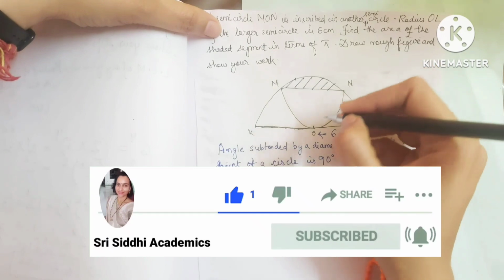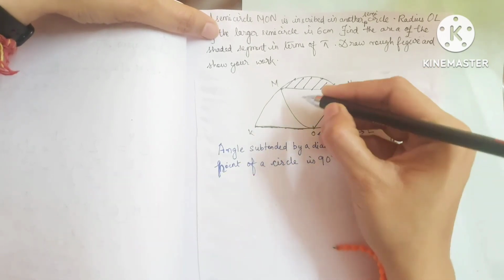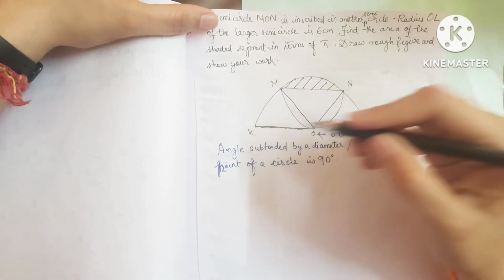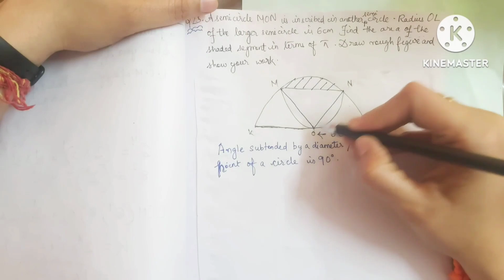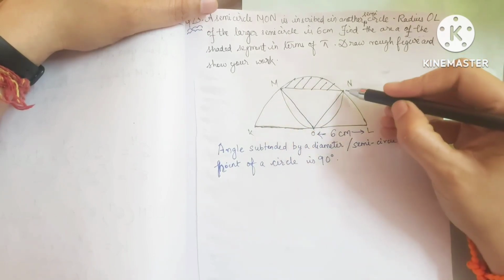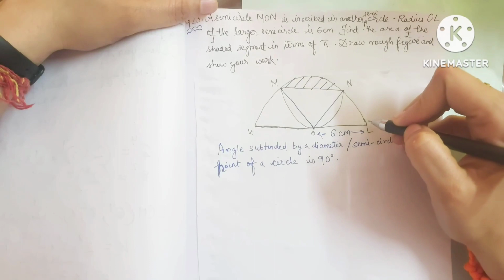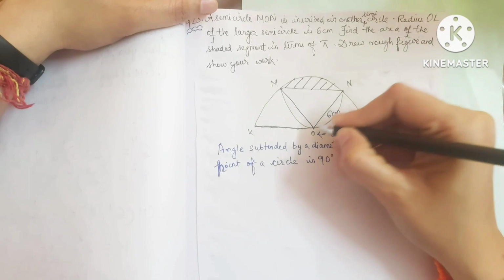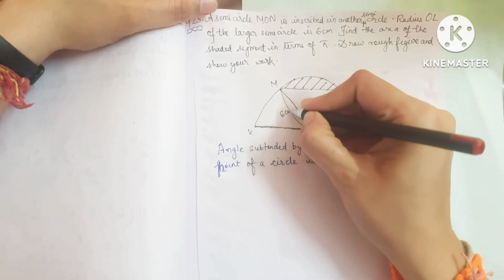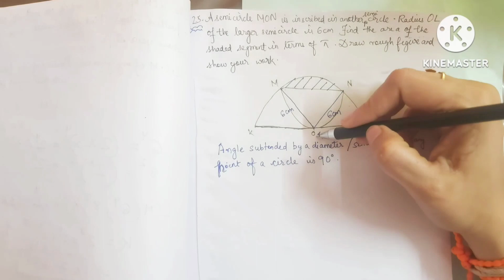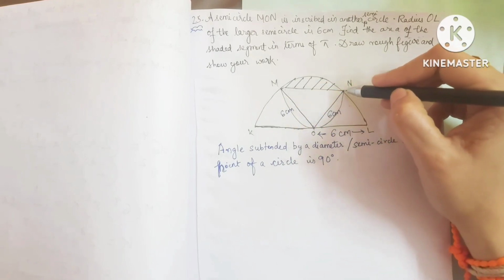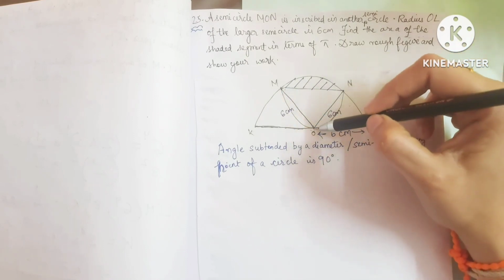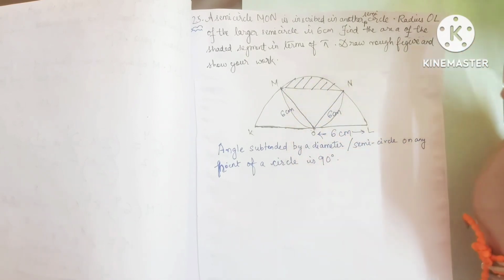So if I join this O and N, and then again I join M and O, will these two not be the radius of this larger circle? Yes, they will be, because this is the center of this larger circle and N and M are on the circumference of this larger circle. So this radius, if OL is 6 centimeter, then this is also 6 centimeter, ON, and similarly OM is also 6 centimeter. So we got that if you join this chord, these points, if we join them to the center, then they will be of 6 centimeter length.